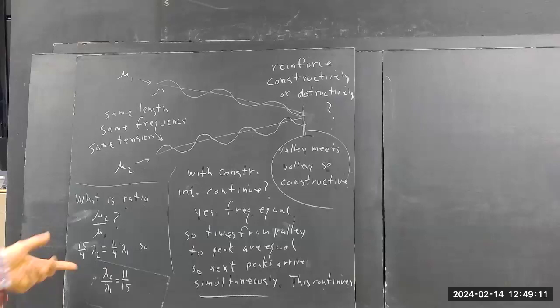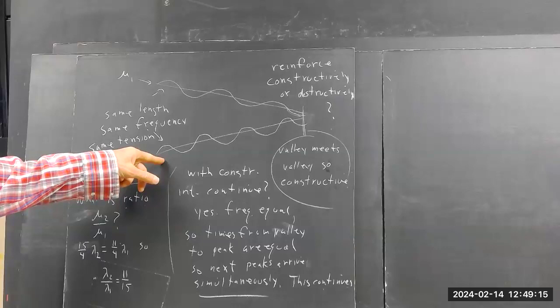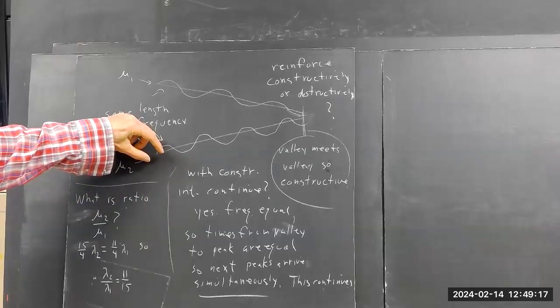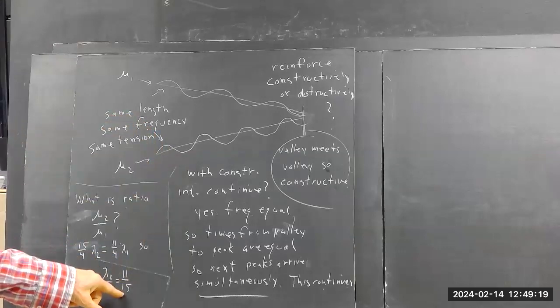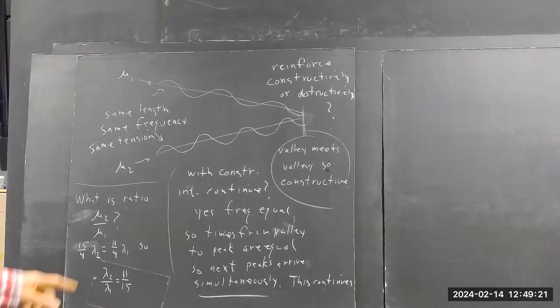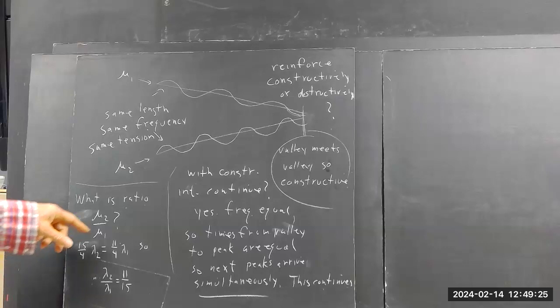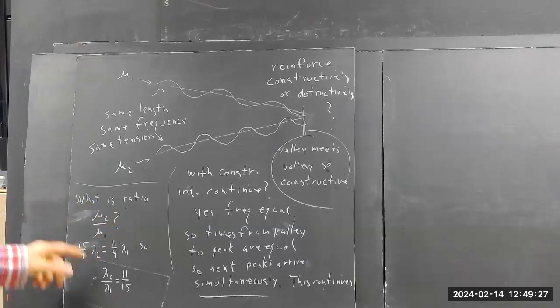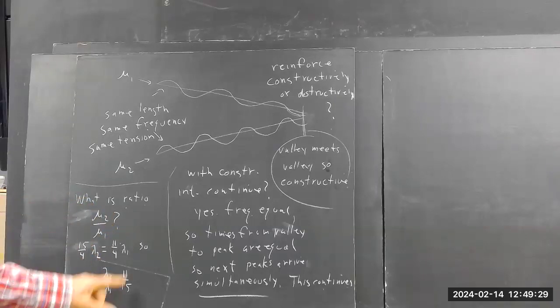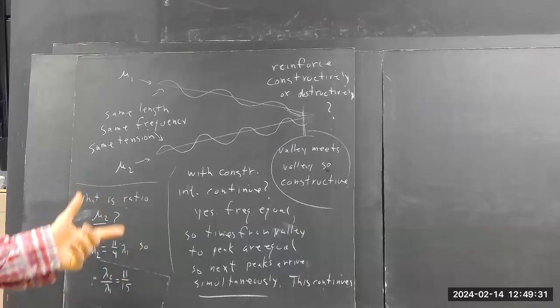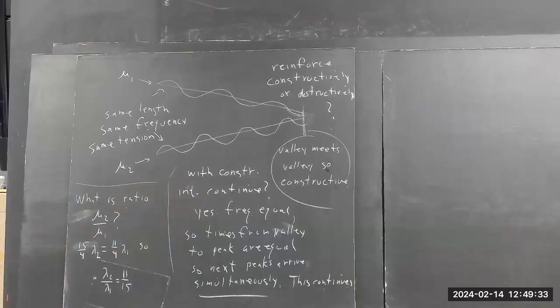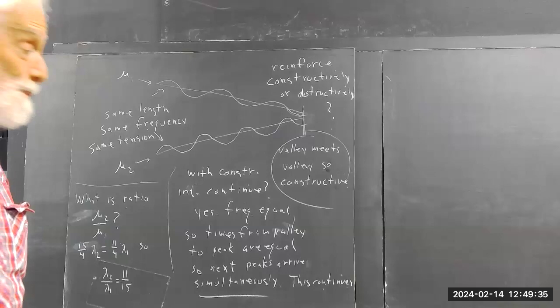No, lambda 2 is less than lambda 1. It's a shorter wavelength, right? So this has to be less than 1. Also, if you just multiply both sides by 4, you get 15 of these equals 11 of these, then divide both sides by 15, and divide both sides by lambda 1. You agree? Okay with that?